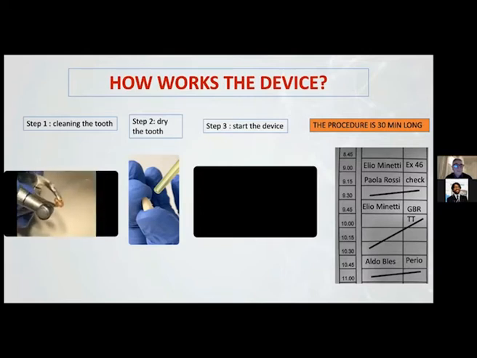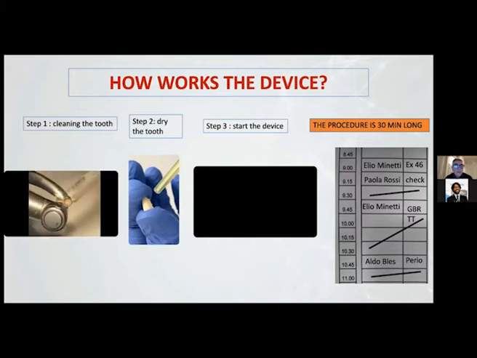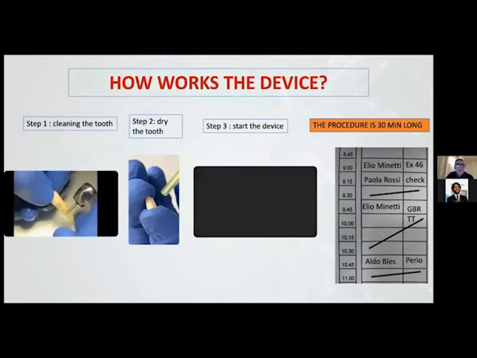We made 100 tests, histological tests, and in none did we find something not of tooth origin, for example, gutta-percha or cement. And I suggest to clean with big attention, and sometimes I use goggles to understand if it's completely free from this material. The second step is to dry.